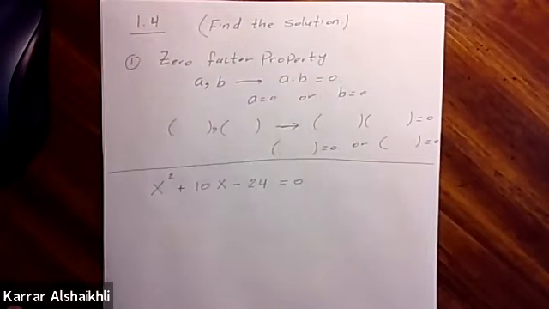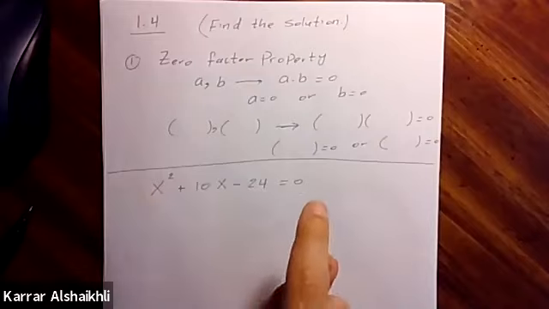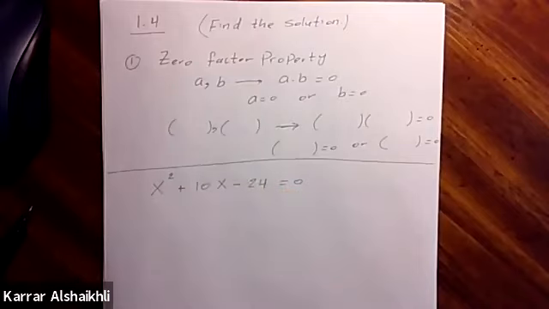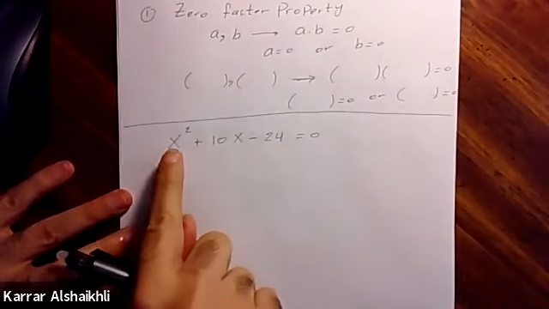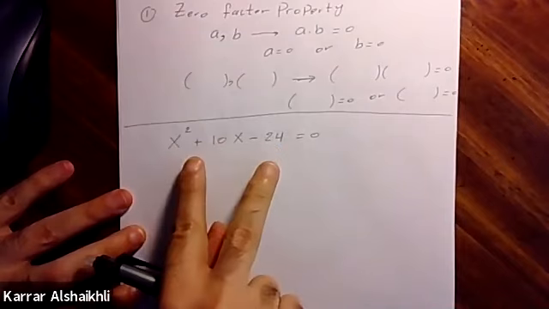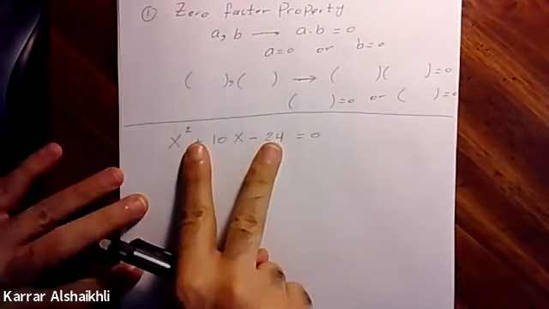The first thing, I have to make sure all the numbers and the variables are on the left side, and 0 on the other side. That's why it's called zero factor property. On the left side, if you check, we have 1, 2, 3 terms. That means this is a trinomial, so I can factor this part by the AC method.